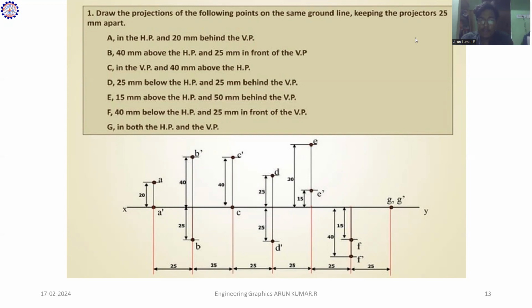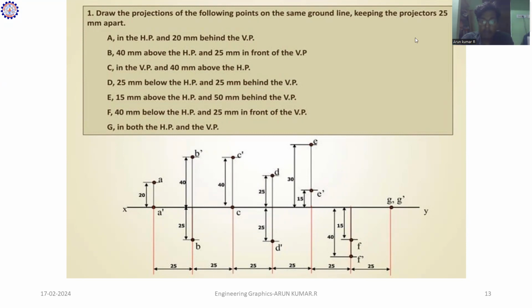So the first case we are discussing is A in HP and 20 mm behind VP. First of all, you have to understand the keywords, the key terms we are using here. There is only one point, A, which is in the HP plane. We already know that a point in the HP plane lies on the XY line. This is clearly understood from the previous lecture videos.